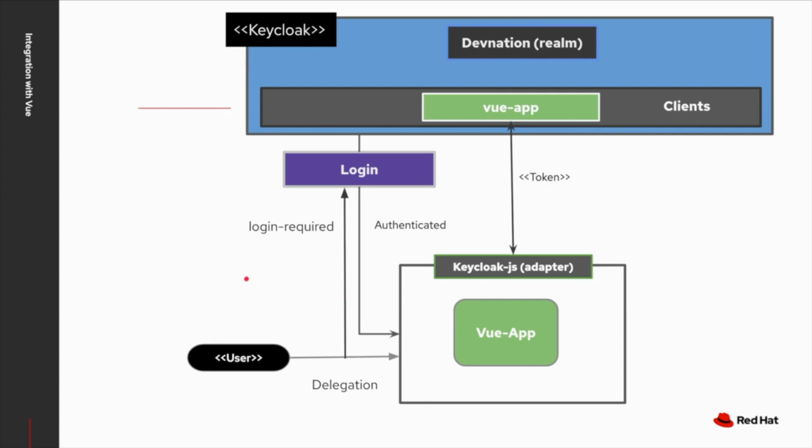So when a user wants to access your Vue application, your application will redirect or delegate the authentication to the Keycloak server. So you will see a Keycloak authentication page where the user enters his credentials. Once the user enters his credentials, he gets redirected to your Vue application where he can access the secured resources. So this is the very simple flow, and later on, once this process is done, your Keycloak adapter is responsible for communicating with the Keycloak server to exchange the token. We'll see how that happens.